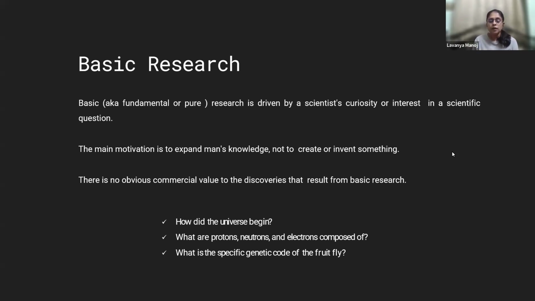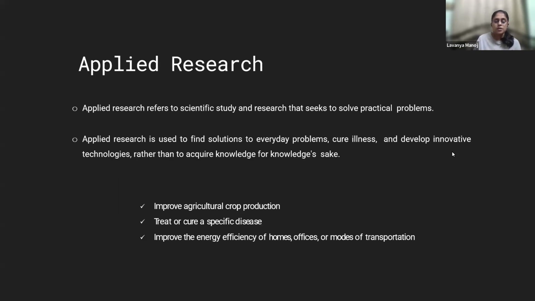Like how did the universe begin? What are protons, neutrons, electrons composed of? What is the genetic code of the fruit fly? All these scientific questions. And not only scientific, philosophical questions as well. Does God exist or not? If God exists, what form would God have, whether God is he or she or something else. So these are all the curious questions that researchers, usually experts in their field, or maybe not, have in mind. So this is basic research.